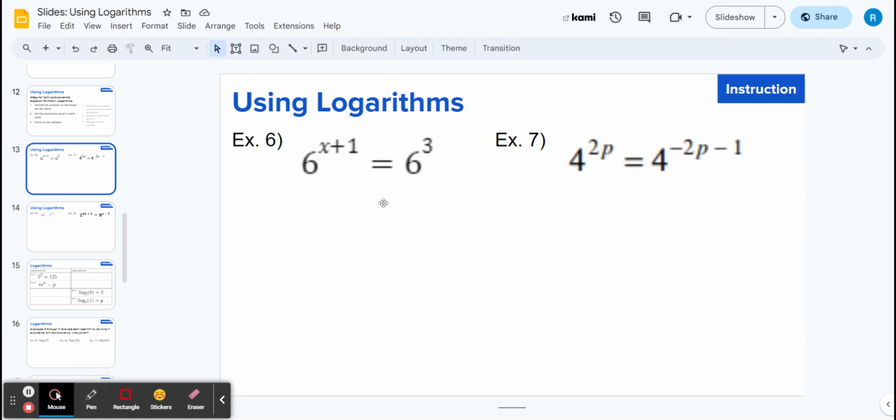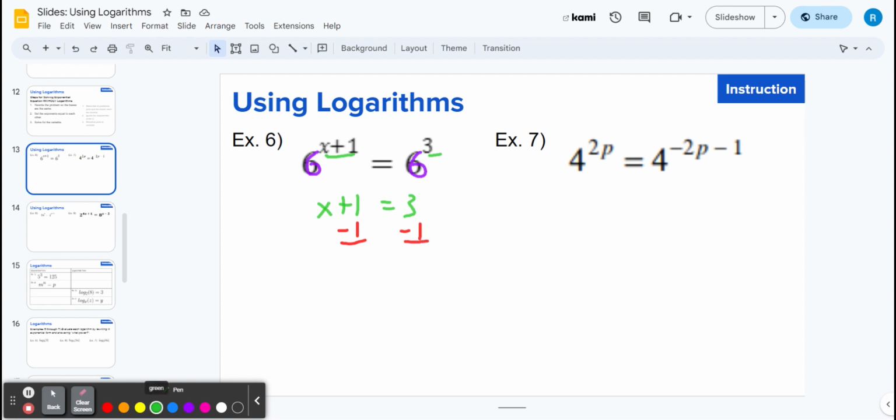Example 6. 6 to the x plus 1 equals 6 to the third. If we look here, we see that, hey, the bases are the same. They're both 6. So I am just going to ignore them. I'm going to take down this x plus 1, this 3, and I'm just going to set them equal to each other. x plus 1 equals 3. From there, we can subtract 1 from both sides and just get x equals 2. That one's pretty straightforward. Example 7 just takes a more extreme version of that.